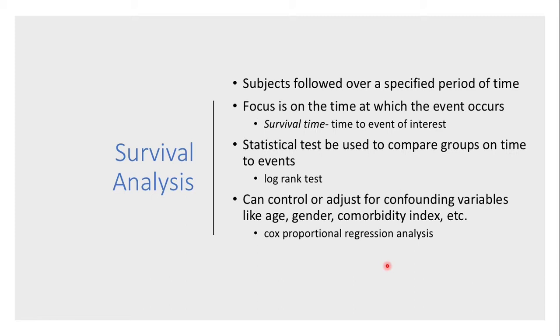Now we can use statistical tests to actually compare the dependent variable on time to an event, and that statistical test is a log rank test. It's a non-parametric test. You also can use regression analysis techniques, and that specifically is Cox proportional regression analysis, or easier to say, just Cox regression analysis, where it's essentially just like logistic regression. In this circumstance, we're modeling time to event as opposed to a dichotomous variable.